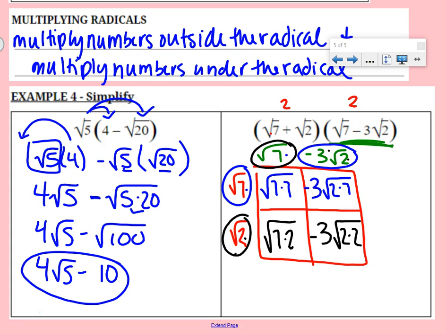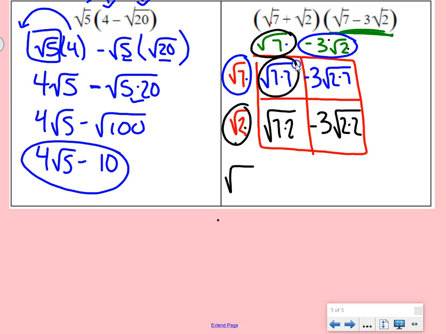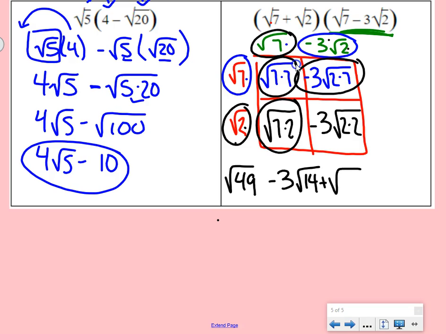So if you notice, numbers that were under the radical stayed under the radical. Numbers that were outside the radical stayed outside the radical. Now we just need to simplify. We have the square root of 7 times 7, which is the square root of 49. Then here we have minus 3 times the square root of 2 times 7, which would be 14. Here we have the square root of 7 times 2. It's positive. And the square root of 7 times 2 would be the square root of 14. Minus 3 times the square root of 2 times 2, which should be the square root of 4.